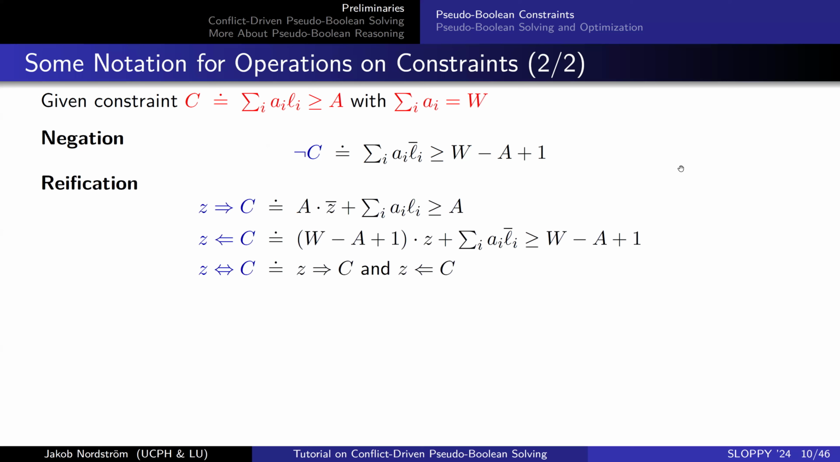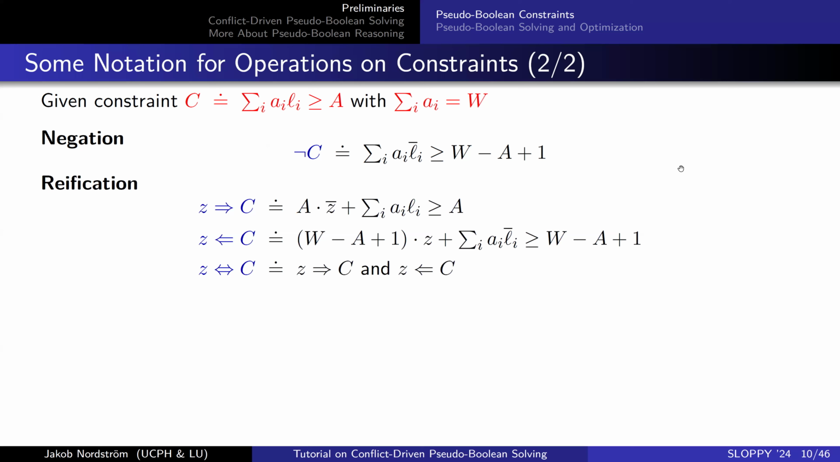Another very convenient piece of notation that we're going to use: I'm going to write things like Z implies the constraint C, or the constraint C implies Z, or maybe that Z and the constraint C are equivalent, they're the same. Okay. And it's important to note that here you have syntactic sugar, but I can actually write pseudo-Boolean constraints that mean exactly this.